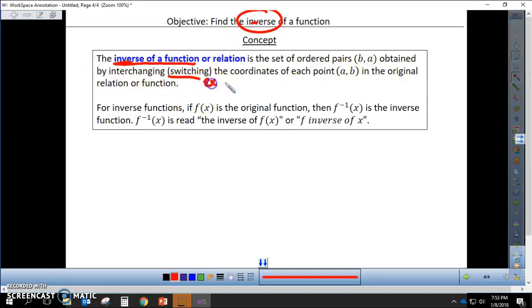So a basic example of this would be if I have (3, 4), right? This is my original relation. Now the inverse of this ordered pair, you just switch them, right? The x becomes the y and the y becomes the x. So now (3, 4) turns into (4, 3). That's basically it. How do you find an inverse? Switch x, switch y, right? Domain becomes range, range becomes domain.